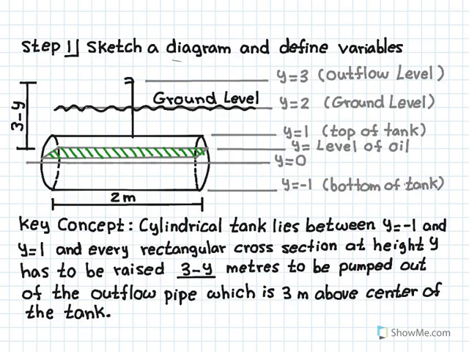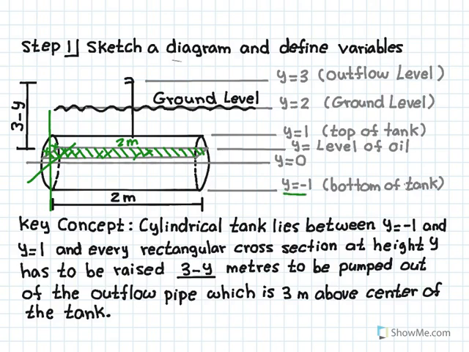Alright, so let's start with a diagram and defining some variables. The most important part of this diagram is the cross-sectional slice and the distance that this slice has to travel so that the slice of oil can be pumped out of the outflow pipe. So here's the cross-sectional slice, and we're on a coordinate system. This is the y-axis, then the x-axis goes through the origin. So this is x, x represents half of the width, and this is 2 meters here. So the entire cross-sectional area is basically 2x times 2.